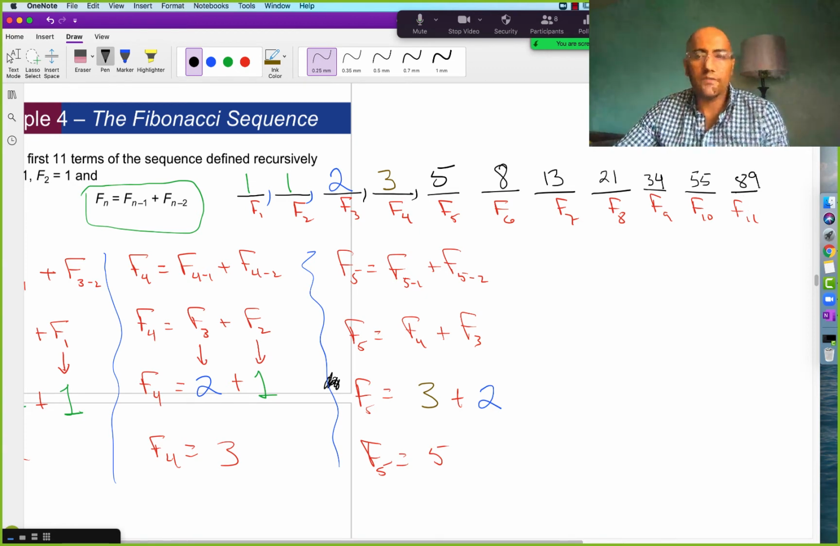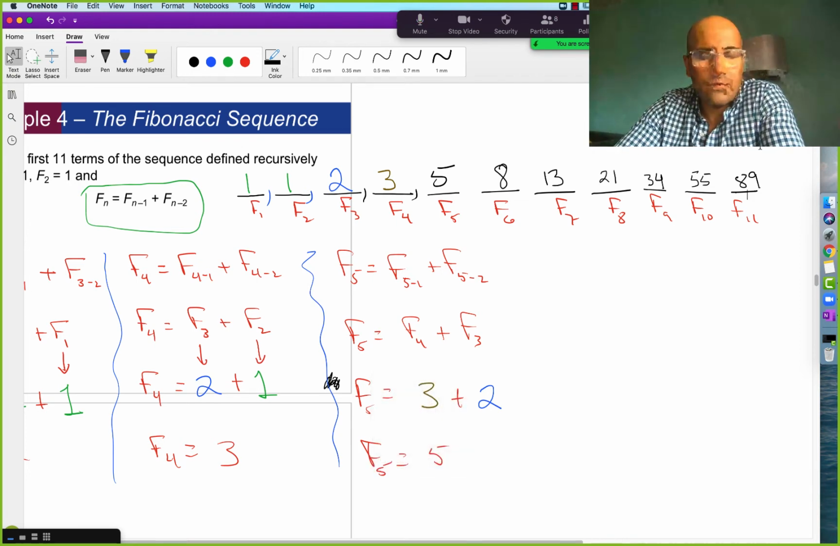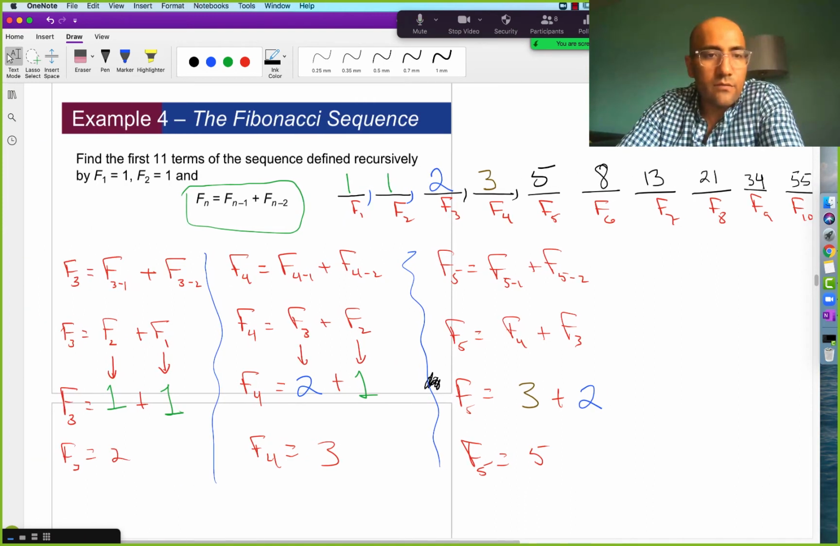Any questions? I'm sorry, I didn't catch that. How did you know f of 2 would have been 1 also? Oh, it's given to you. Find the first 11 terms of the sequence defined recursively, and f of 1 is 1, f of 2 is 1. Oh, okay. Yes, yeah, thank you.